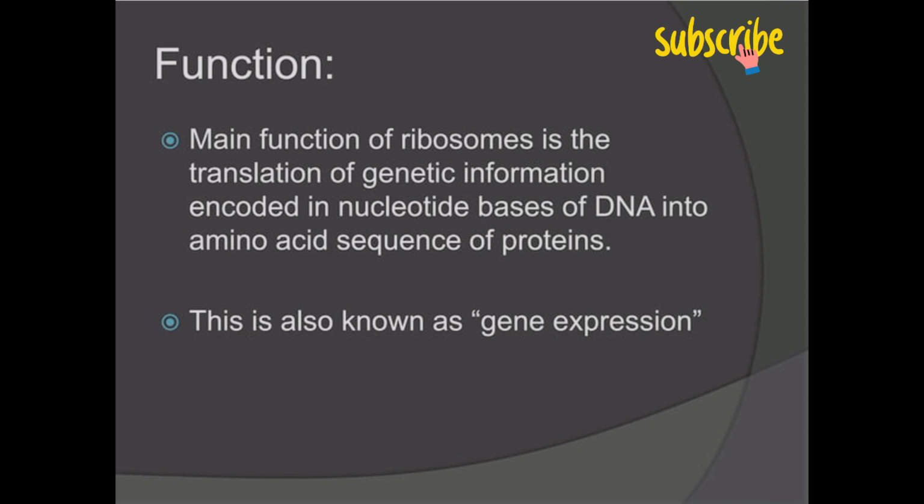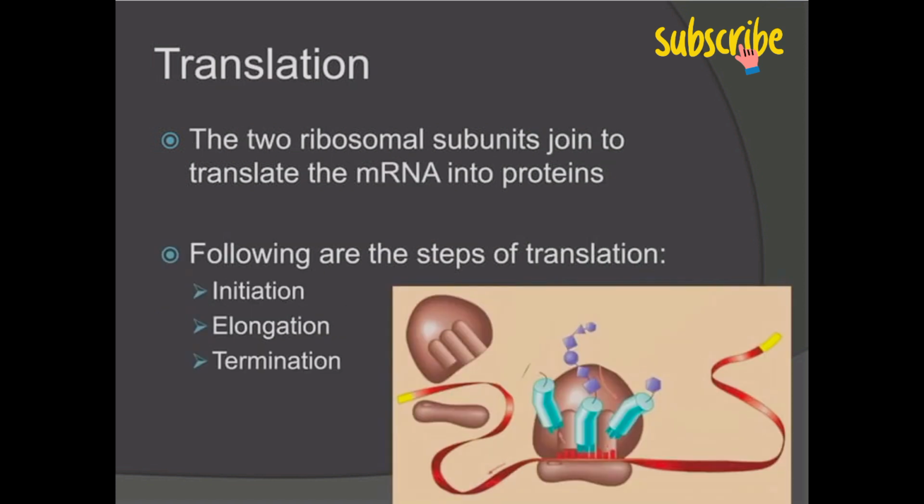The main function of the ribosome is the translation of genetic information encoded in the nucleotide bases of DNA into the amino acid sequence of a protein. Simply, we can say that the main function of the ribosome is protein synthesis. That's why we can say that the ribosome is an organelle that is a protein factory. This is also known as gene expression.